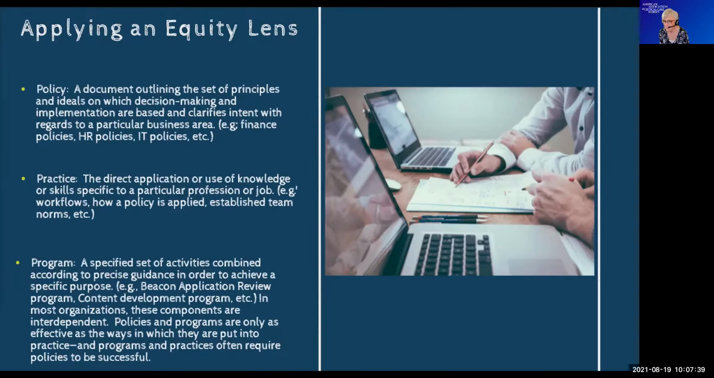In most organizations, these components are interdependent. Policies and programs are only as effective as the ways in which they are put into practice, and programs and practices often require policies to be successful.